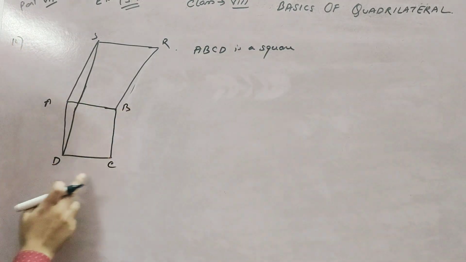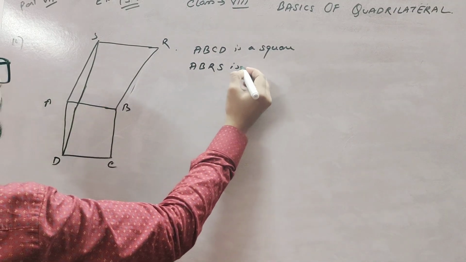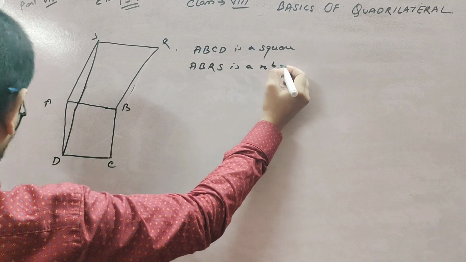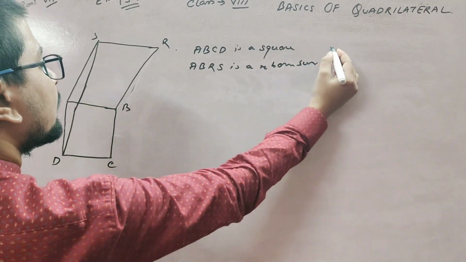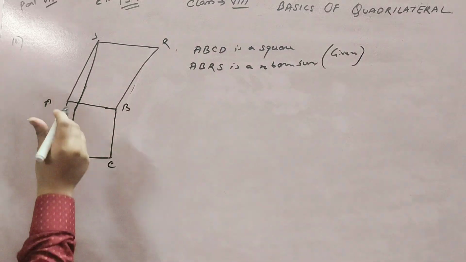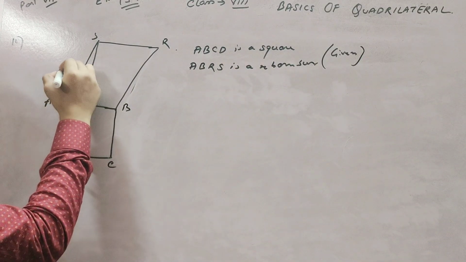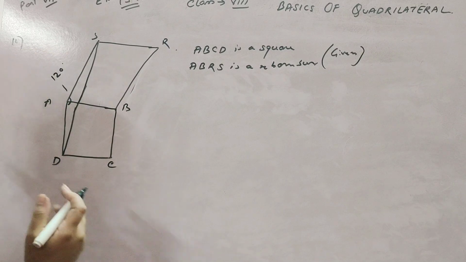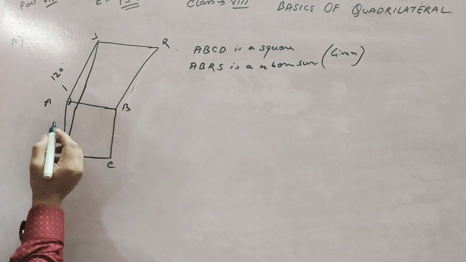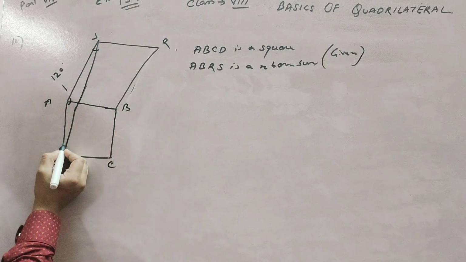That means this portion is square, and ABRS is a rhombus. This portion is given. Now SAD, that means this portion is given 120 degree. Then find ASD, that means this one portion, and SDC, that means this one.